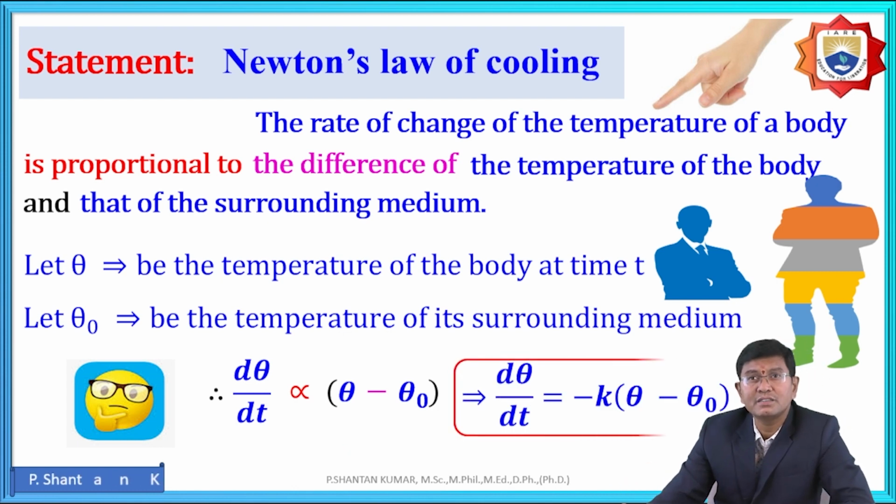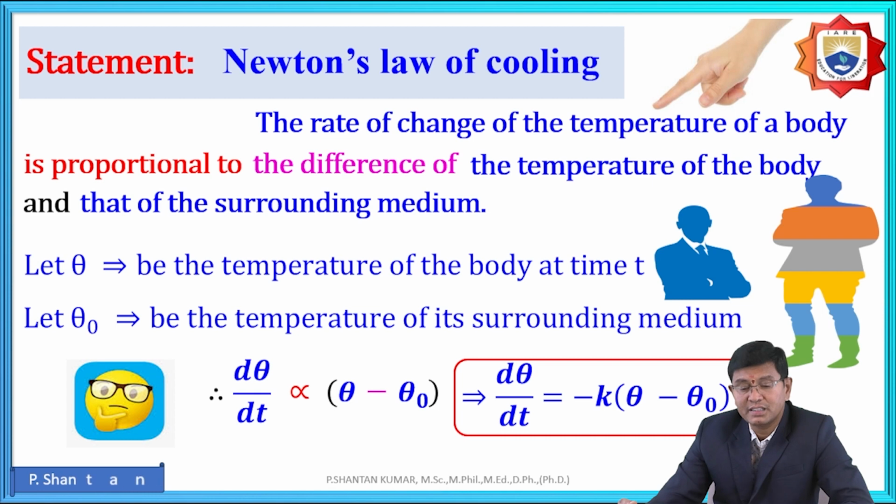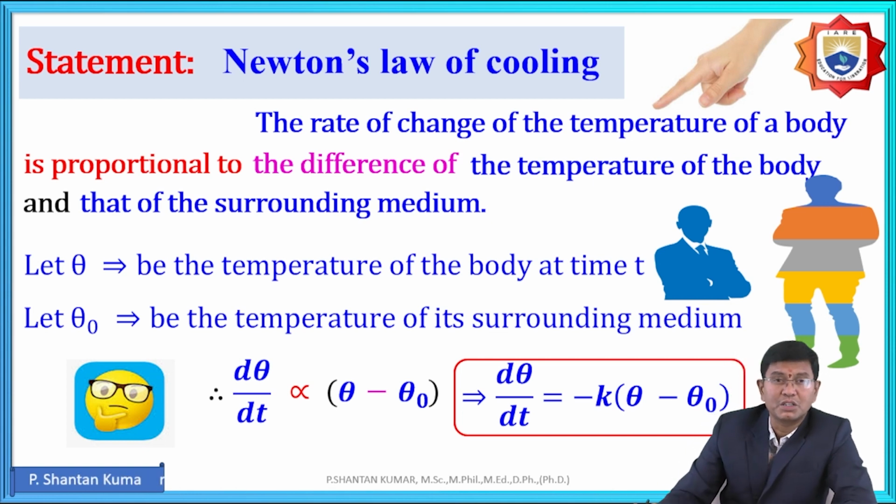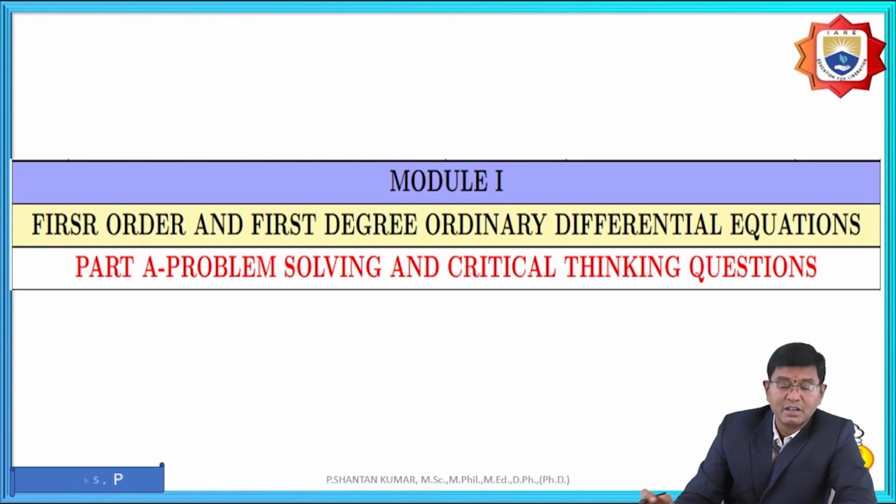That is dθ/dt = -k(θ - θ₀). These are the basic formulas, and if we remember them under this Model 1, it is easy to survive when problems are given and to solve them. But finally we must remember all these formulas, and only then will solving be easy.